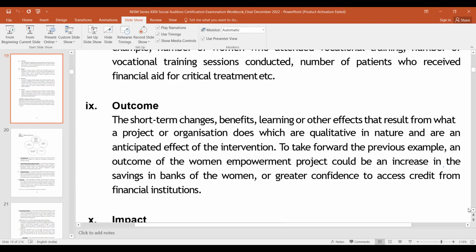So the short-term changes, benefits, learnings, or other effects that result from what a project or organization does, which are qualitative in nature and are an anticipated effect of the intervention. So these are the qualitative effects, basically outcome. And activities, they are basically... outputs are normally expressed in quantitative terms, and outcomes are qualitative in nature, basically. Next is the impact.